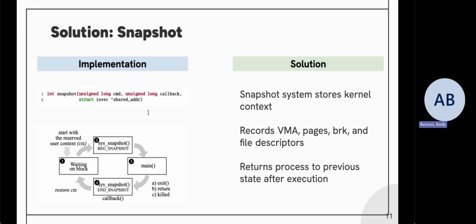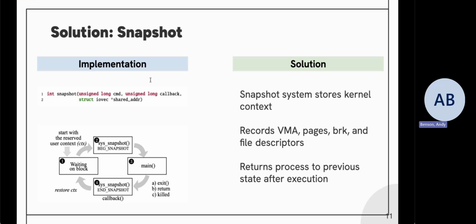This call works by the target process sharing the user space execution context, which is just all the current registers and signal maps. The first step is that the system goes into the waiting on block loop and waits for new fuzzing requests, as shown in step number 1 in the diagram. When a request occurs, a call to snapshot is made to reserve kernel context and register the callback function, as shown in step number 2.